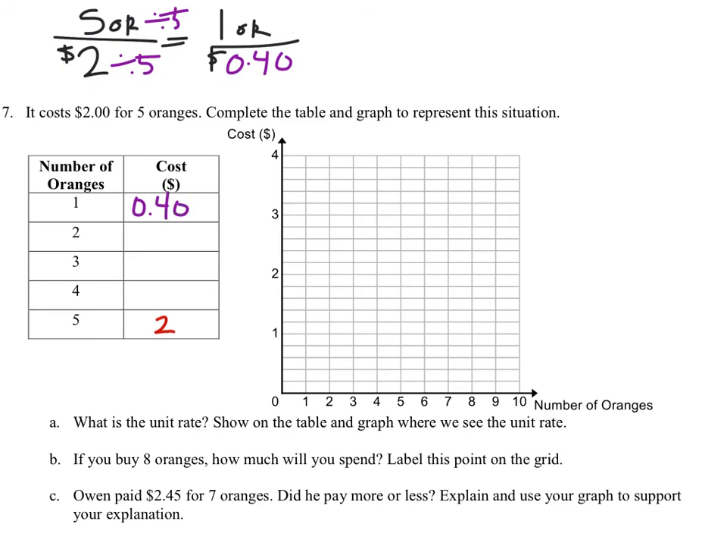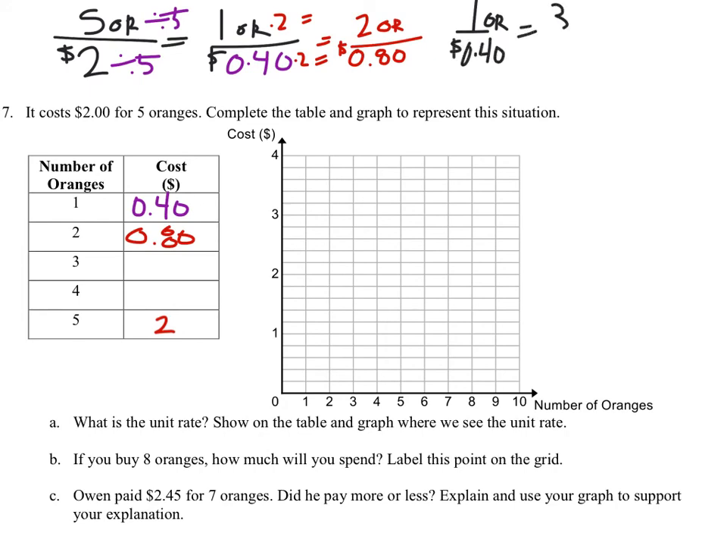So how much would it be for 2 oranges then? So 2 oranges now. Yeah, we just doubled this, right? So we'll double this as well. And you'd get 80 cents out of these. So we'll write that in, 80 cents. Now we'll be using the unit rate again though, 1 orange for 40 cents. And how much would this be for 3 oranges? $1.20. Yeah, very good.